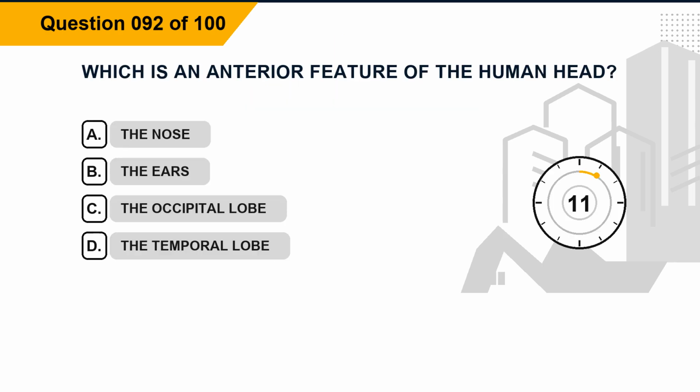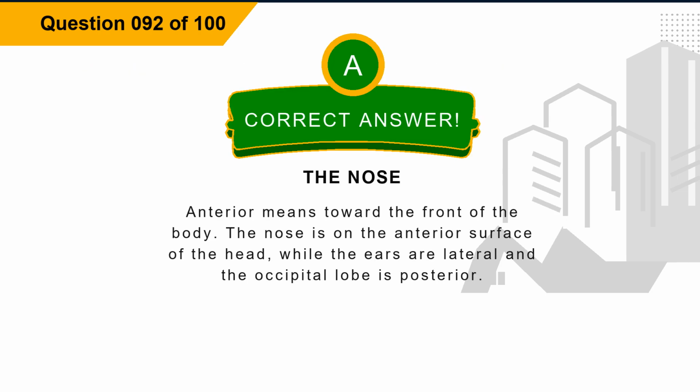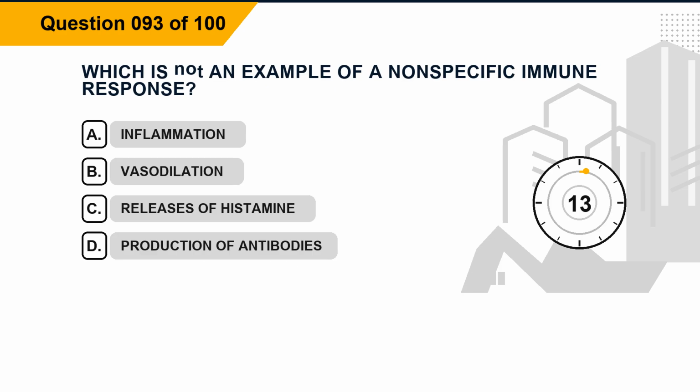Question 92. Which is an anterior feature of the human head? Option A, the nose. Option B, the ears. Option C, the occipital lobe. Option D, the temporal lobe. The correct answer is option A, the nose. Explanation. Anterior means toward the front of the body. The nose is on the anterior surface of the head, while the ears are lateral and the occipital lobe is posterior.